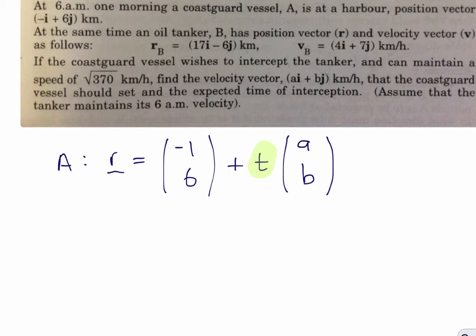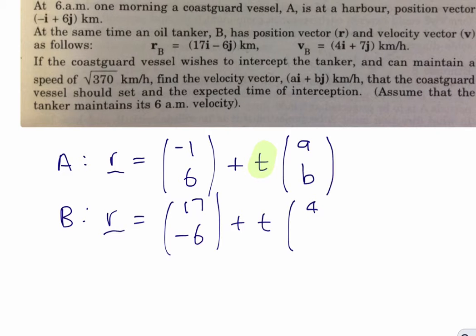Okay, so let's get the units all right. These vectors are kilometers, and we're talking about a velocity vector in kilometers per hour. Okay, so that's going to be time in hours. Let's look at the tanker now. We know the equation of the line that the tanker is going on. It's starting at (17, -6), and it's heading off at (-4, 7) as its velocity, kilometers per hour.